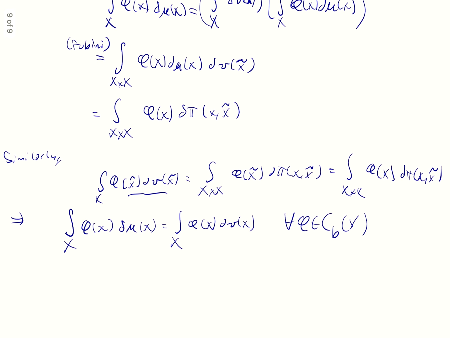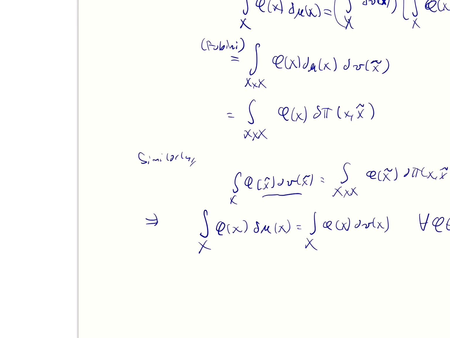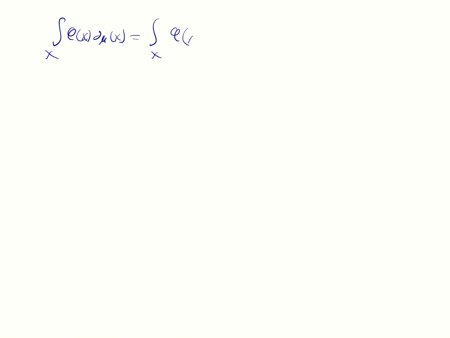Sorry, I ran out of space on this page. That might run over a bit. I'll rewrite that over here. Integral of phi of x d mu of x over x equals the integral of phi of x d nu of x. That tells us that, since phi was arbitrary, mu equals nu. So we're good there. Now all that remains is the triangle inequality.